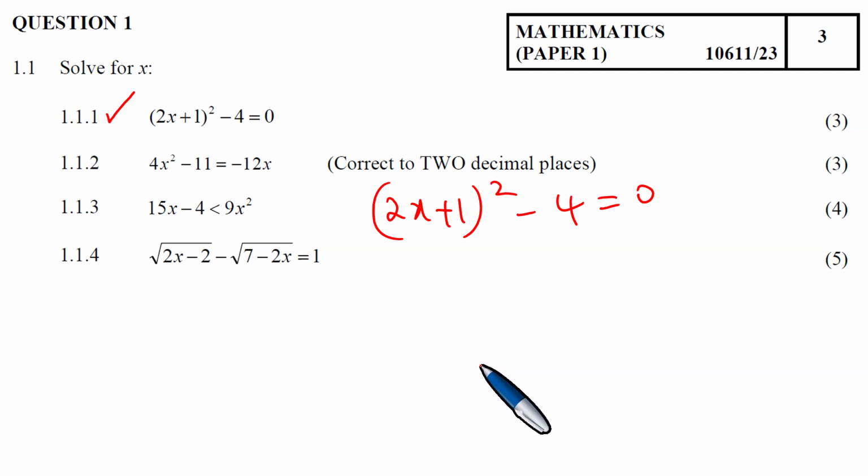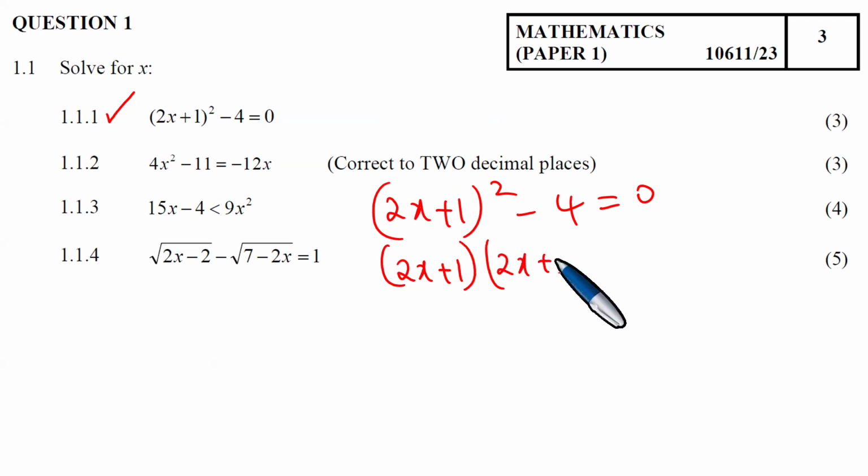We are going to expand the (2x plus 1). If you expand it, what do we get? We are going to make it 2 brackets because it's squared. We can write a pair of brackets like this and another pair of brackets like this, and then minus 4 equals 0, right?